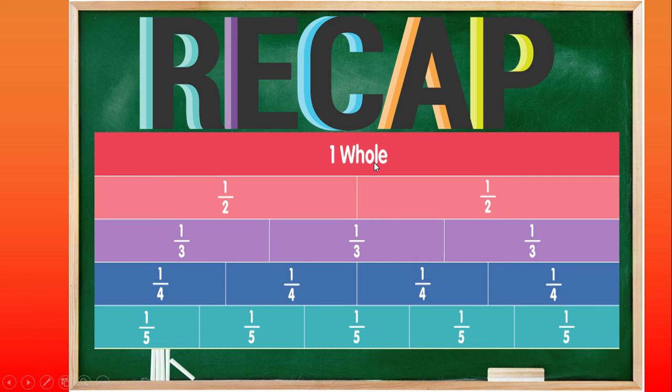And then if I have 1/2 and I divide it into 5 equal pieces, I have 1/5, another fifth, another fifth, another fifth, and another fifth. So I have halves, thirds, quarters, and fifths.